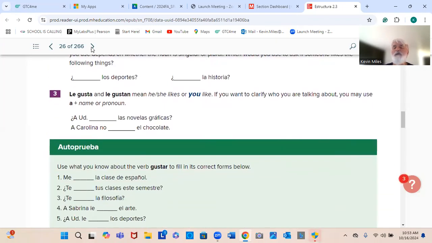Now, how would you say he likes or she likes or usted, you like? You're going to use le. So le gusta can mean he likes, or le gustan can mean he likes. Le gusta can mean she likes, or le gustan can mean she likes, or you like, could be le gusta or le gustan. It can mean any one of those things.